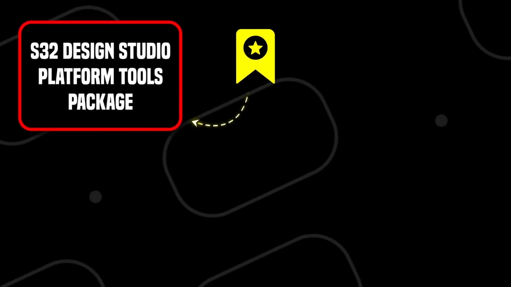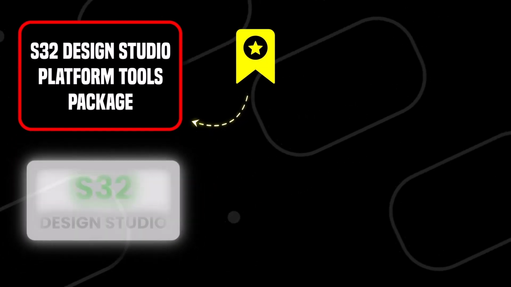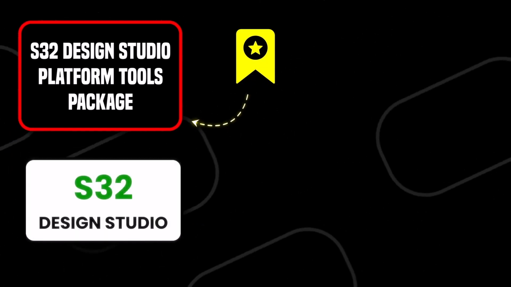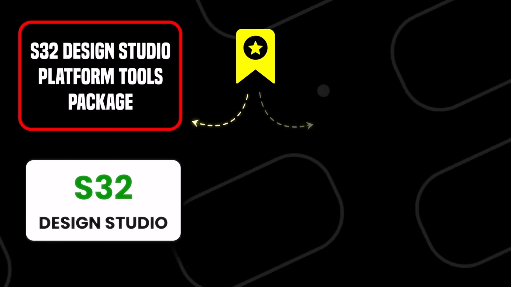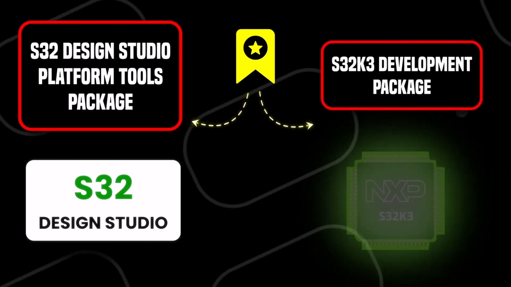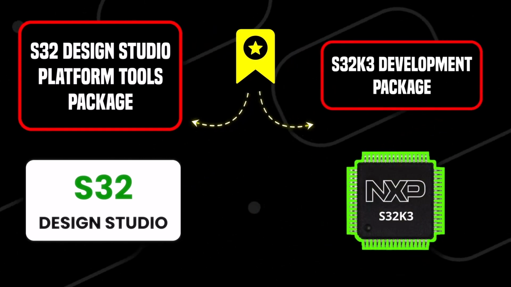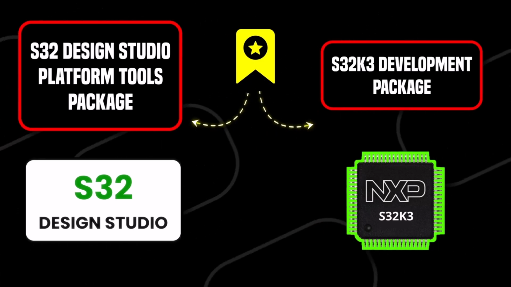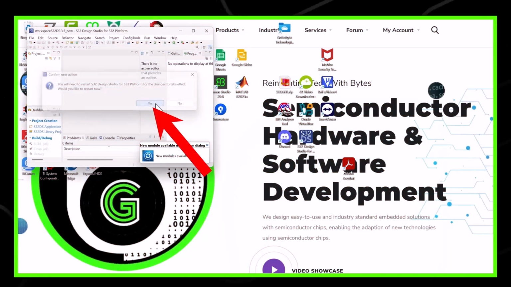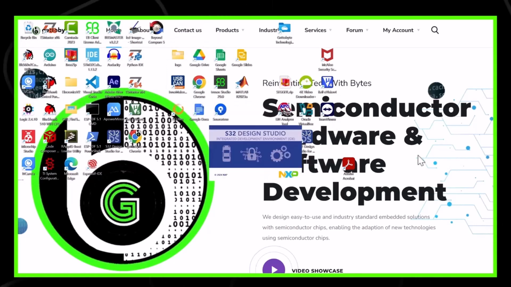First one is the development tools package for the design studio, in which our debugger files and GNU GCC compiler files are installed. Then comes the S32K3 development package, in which S32K3-specific base files and software files are downloaded. And then after that, it will ask for a restart, and click on it.